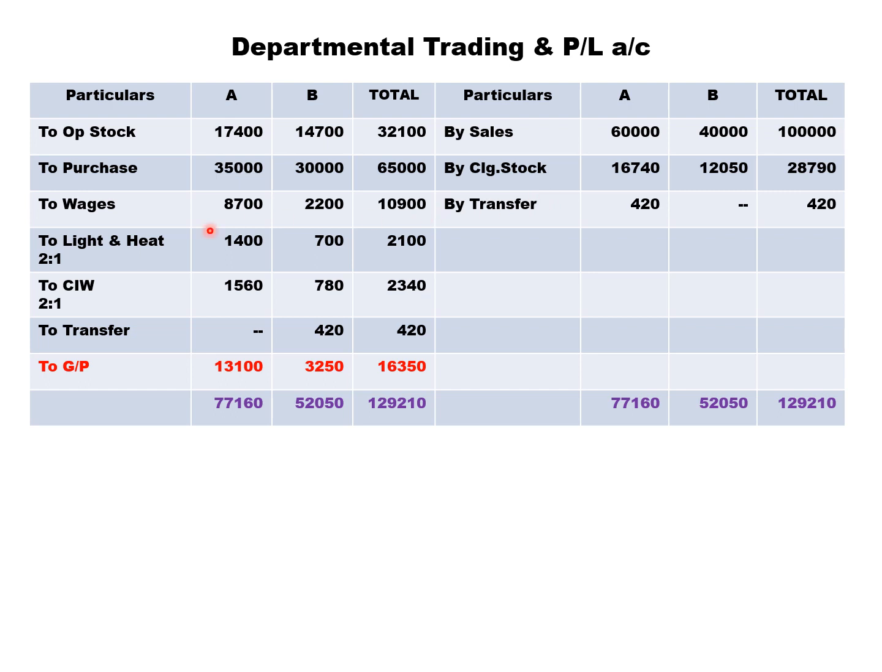Then lighting and heating as per adjustment number 2, distribute 2:1. Carriage inward distribute 2:1. Transfer: B receives 420, A gives 420. So for A credit side, for B debit side. So total of trading account, you get gross profit of 13,100, 3,250 and 16,350.